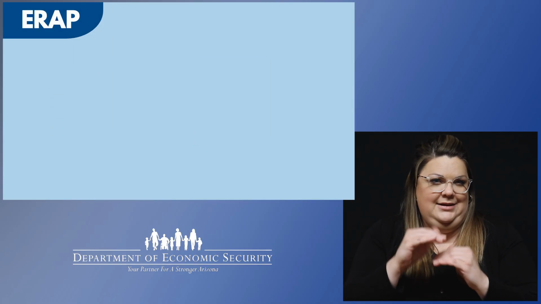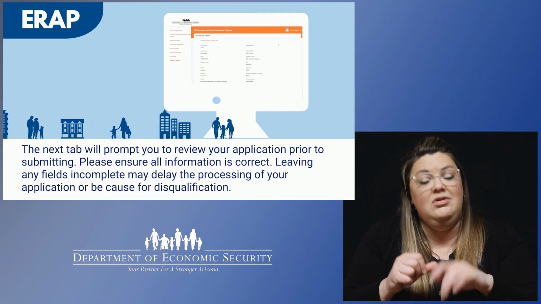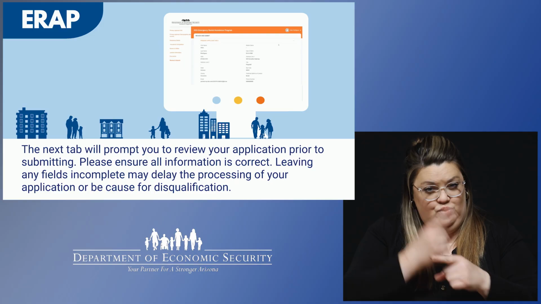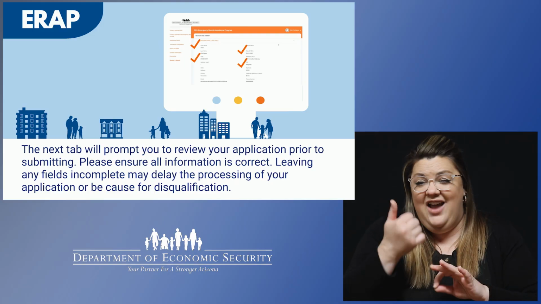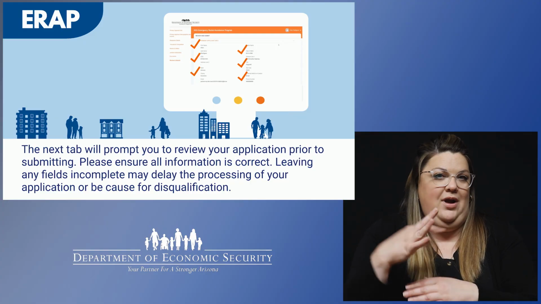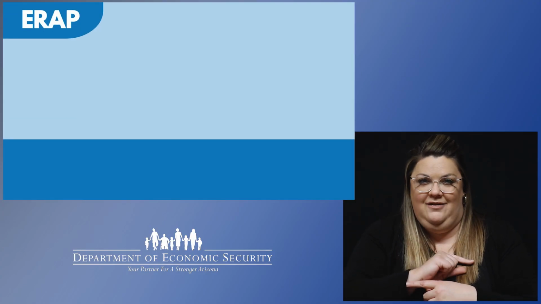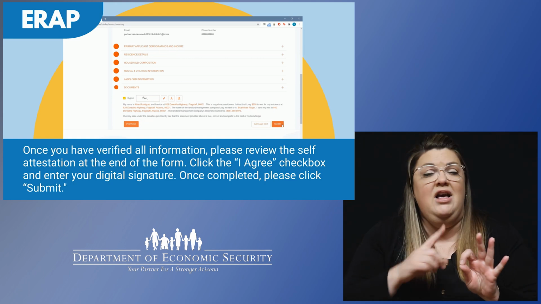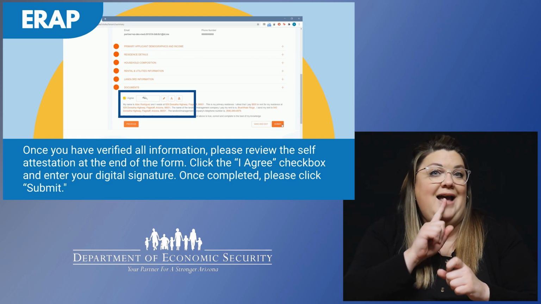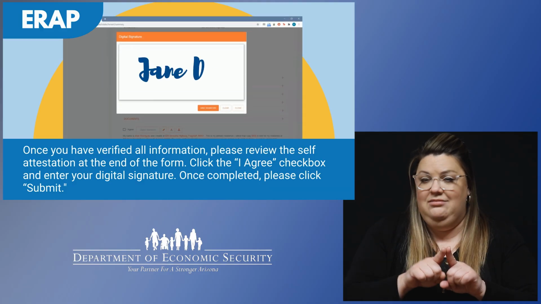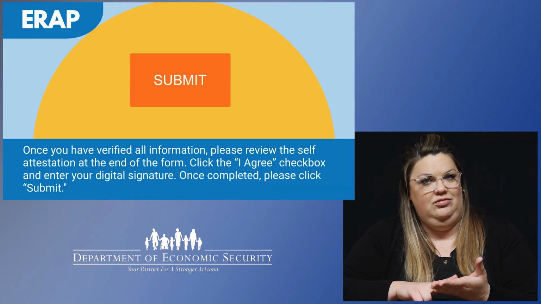The next tab will prompt you to review your application prior to submitting. Please ensure all information is correct. Leaving any fields incomplete may delay the processing of your application or be cause for disqualification. Once you have verified all information, please review the self-attestation at the end of the form. Click the I agree checkbox and enter your digital signature. Once completed, please click Submit.